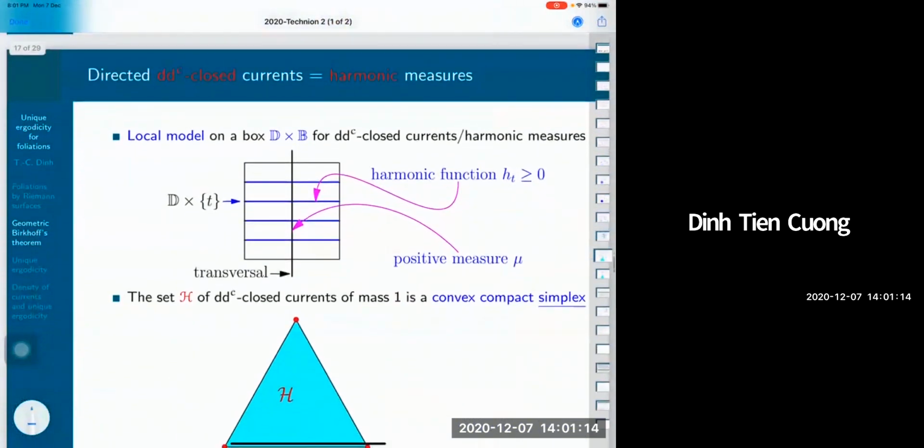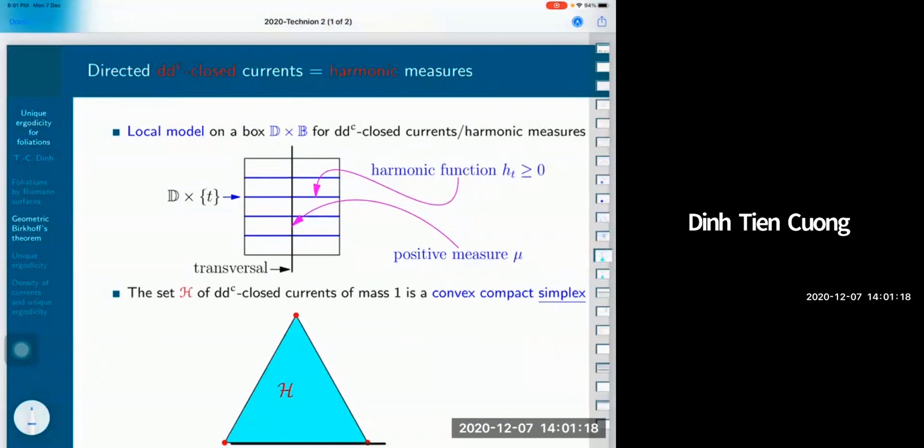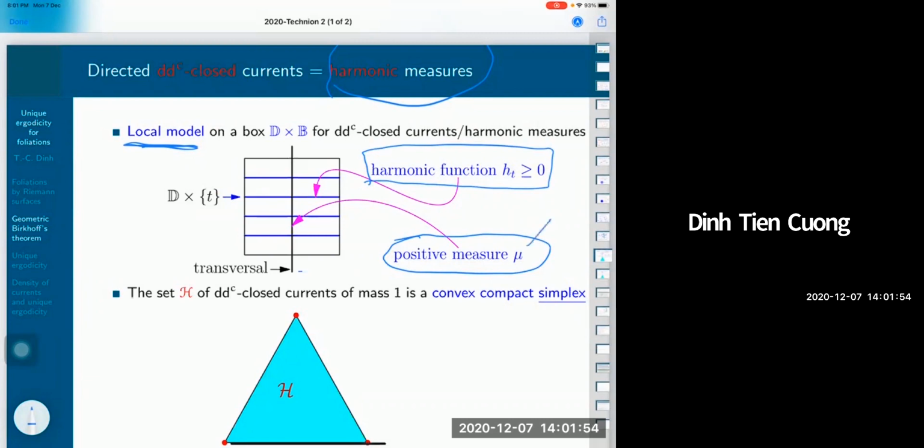Now I tell you a little bit more about this. Here I'm talking only about harmonic measures. Locally, how does it look? In the local model, in the product of D with B like before, transversally you have a positive measure, and on each leaf, on each blue disk here, you have a non-negative harmonic function, almost everywhere, because here we have a measure. So you can consider almost every blue disk and assume that there's a non-negative harmonic function. This is a local model of this object. If you want to have a global object, you have to glue them together.